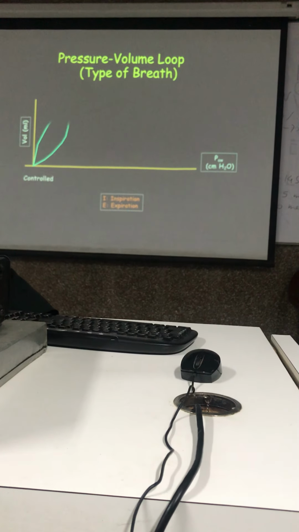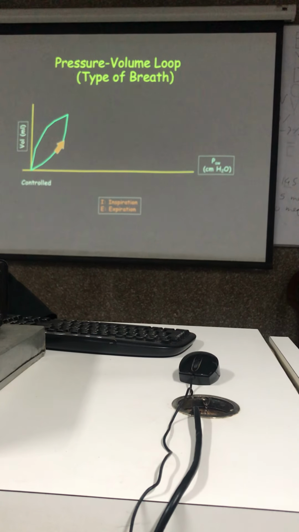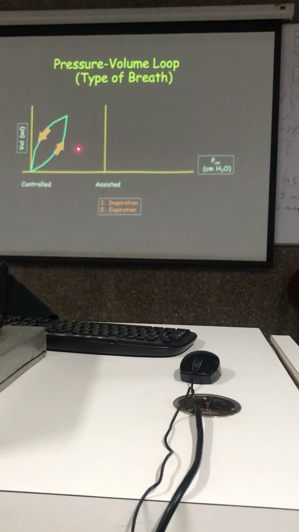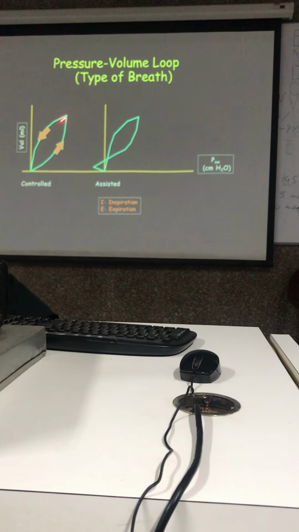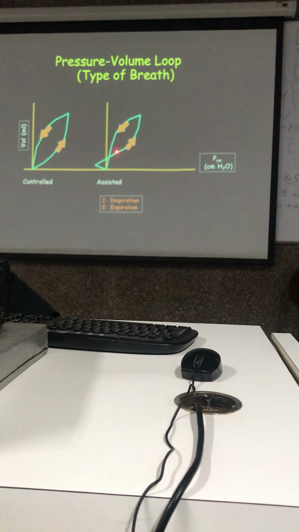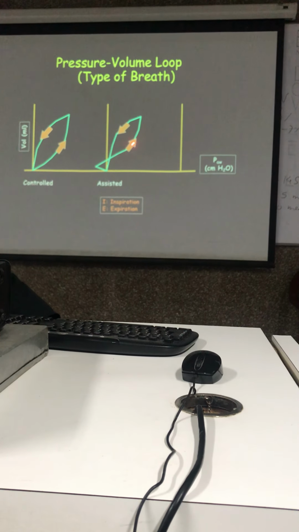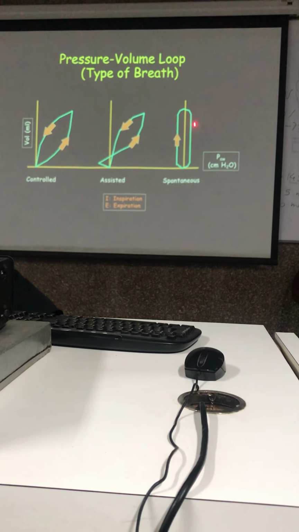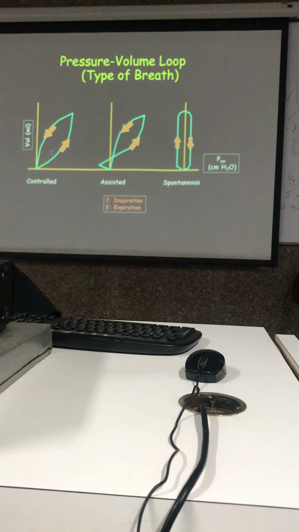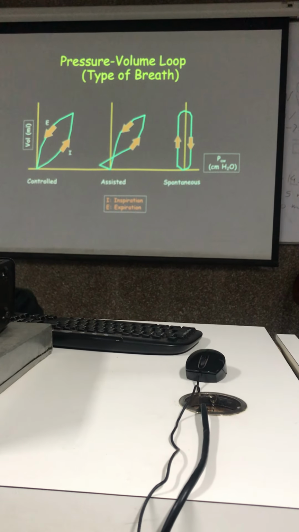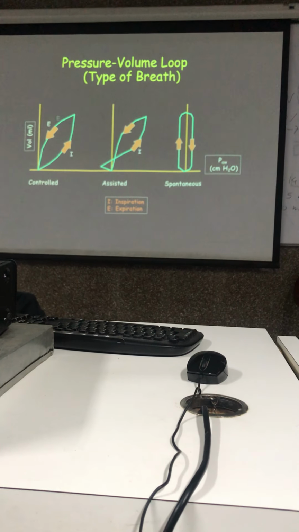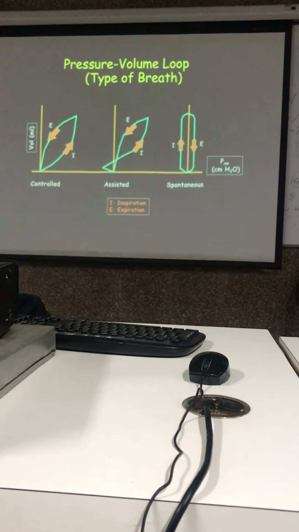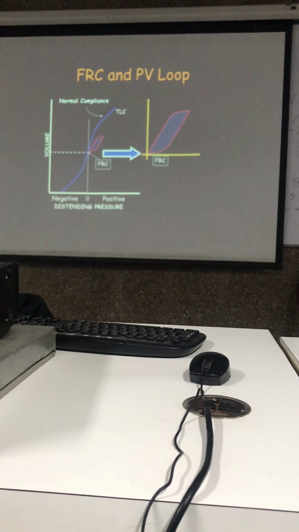Just to show you, I wish I had slowed down some of these which needed to be shown. Okay? So this is a controlled breath, as you can see, starts from the baseline, goes up, and expiration. This is an assisted breath. It goes like that, comes like that, and goes like that. And this is a spontaneous breath, in somebody who is taking a spontaneous breath. Okay? So the pressure volume loop will look different in each of these conditions.